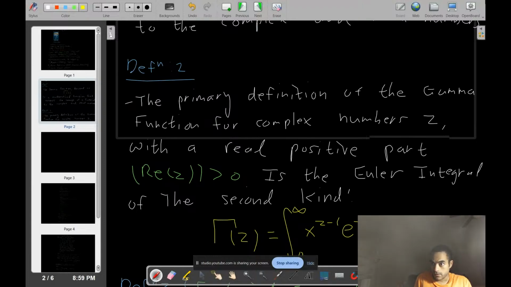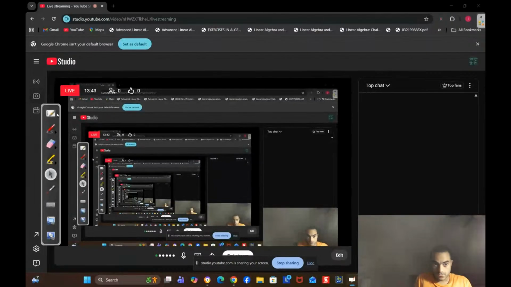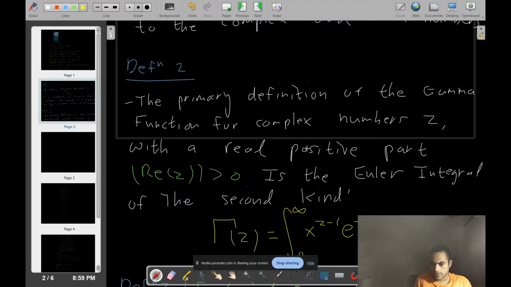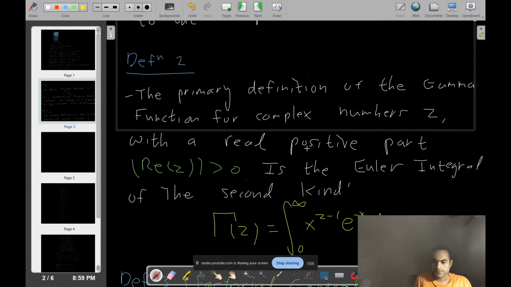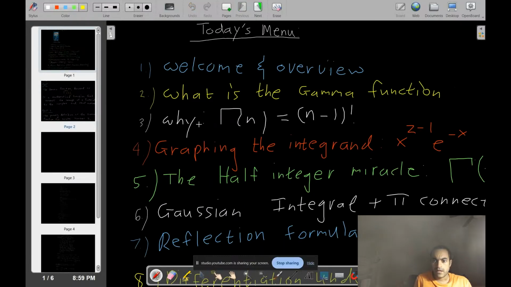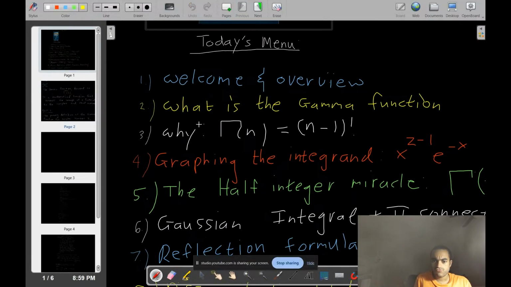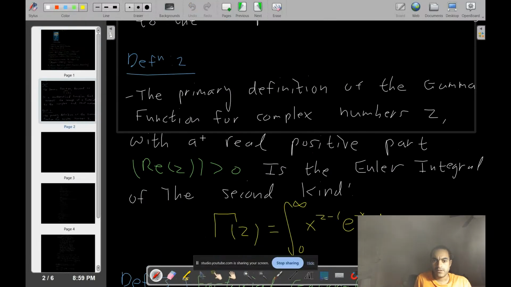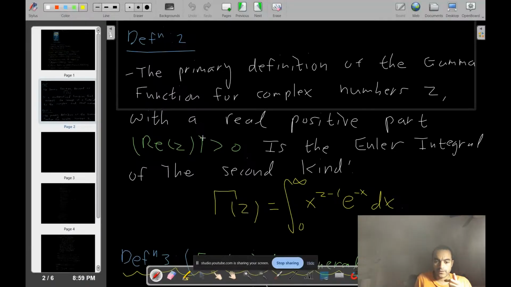So does anyone have any questions just going into this? I just want to see if you guys are understanding. So it's an Euler type of integral. By the way, yes, we're going to continue. Yeah, we're on the right track. So this is the order I want to go in. The primary definition of the gamma function is for a complex number z with a real positive part, where the real part of z has to be greater than 0.